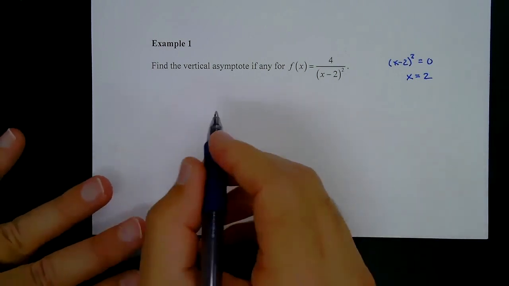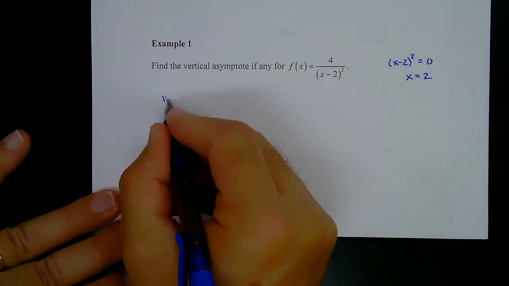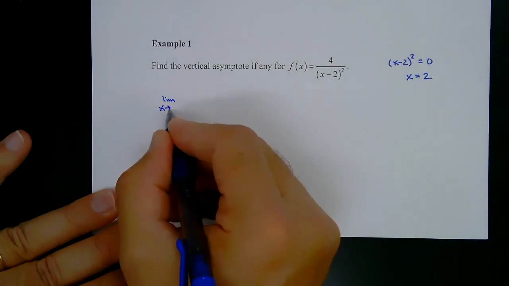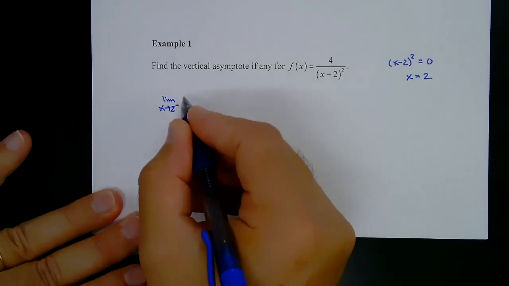So we have to take a look at two things. We have to take a look at the limit as x approaches 2 from the left for our function.